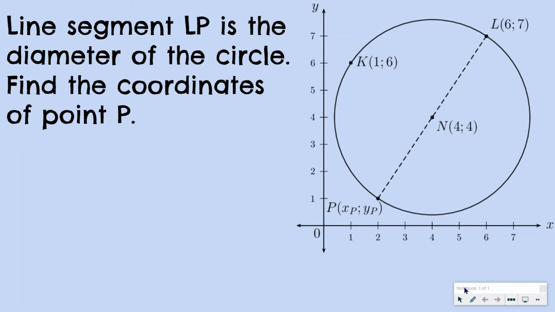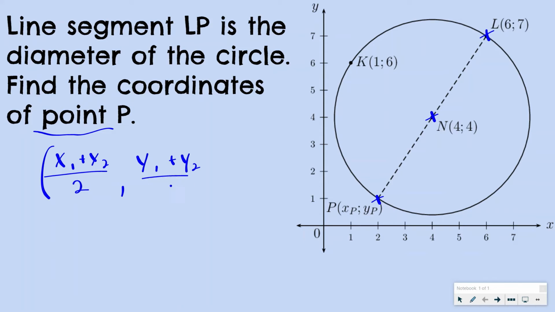Before we get into the actual equation for a circle, I just want to go over some of the basics of a circle. So we have this line segment LP. That is the diameter of the circle that's passing through the center, which is (4, 4). The coordinates of point P are what we're looking for. So we could use the midpoint formula, (x1 plus x2) divided by 2, and (y1 plus y2) divided by 2.